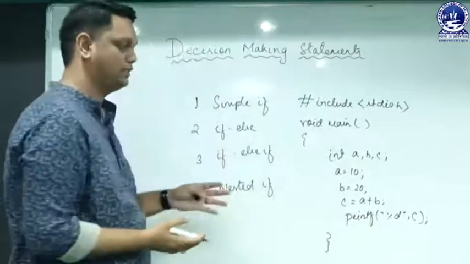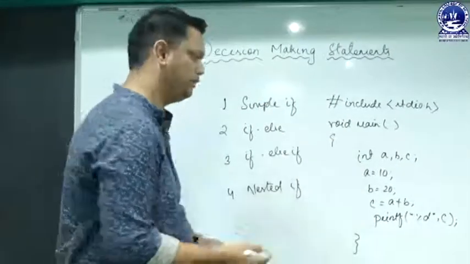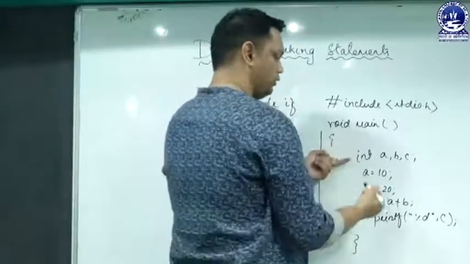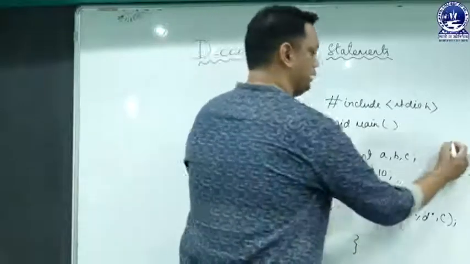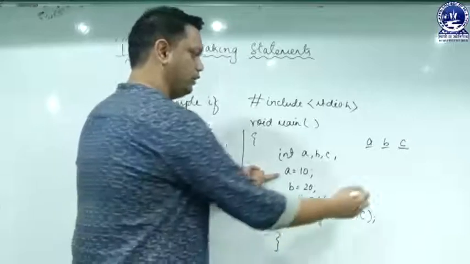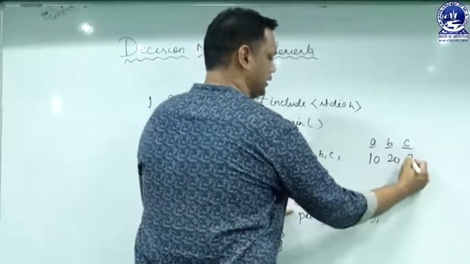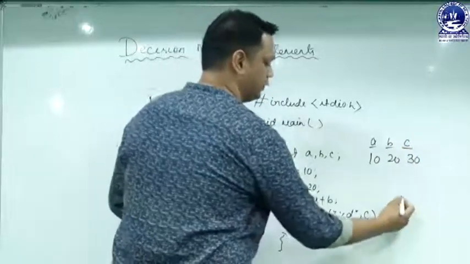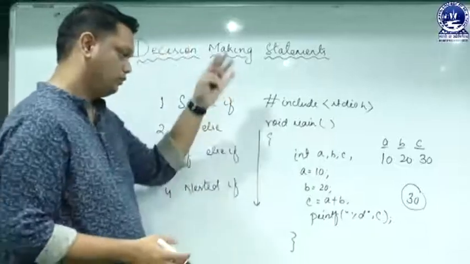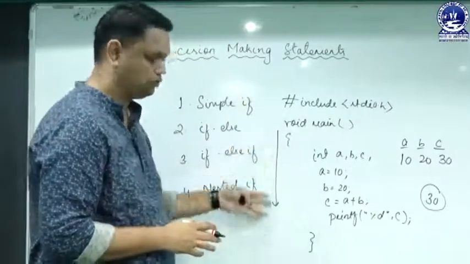In this case, the flow of execution is from top to bottom. That means it will go step by step: A, B, C. It will reserve memory for A, B, C. Then it will initialize 10 to A, 20 to B, and 20 plus 10, that is 30, to C, and then it will print the value of C, that is 30. So whatever program we write, the flow of execution will be from top to bottom.